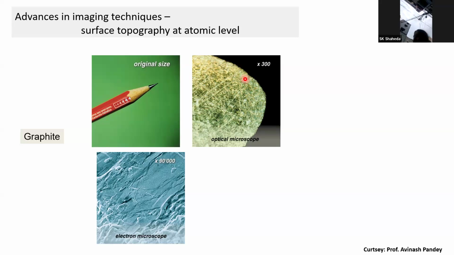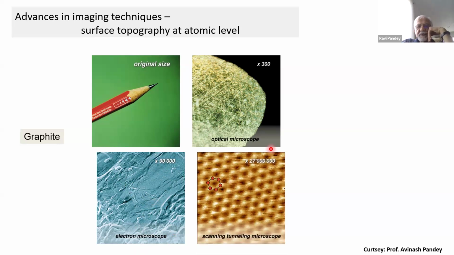Okay. And then if you zoom in 90,000 times using an electron microscope, you can really see the topology of this graphite surface. And if you go further down about 27 million times using STM, you can easily see the hexagon rings made by carbon atoms on this tip of the graphite. So you can easily see the advancement in imaging techniques has provided really precise details of surface topography at atomic level.